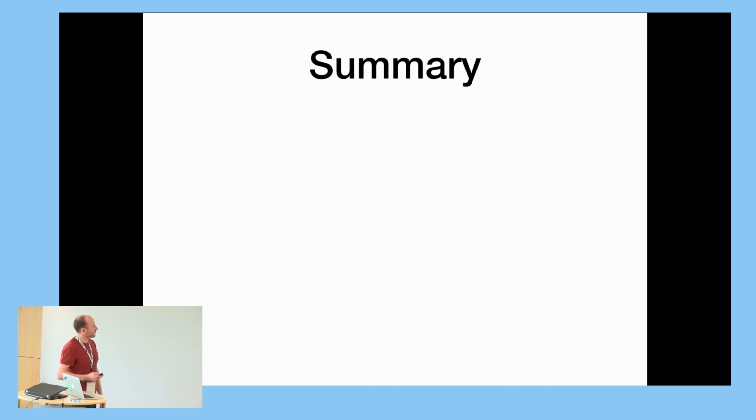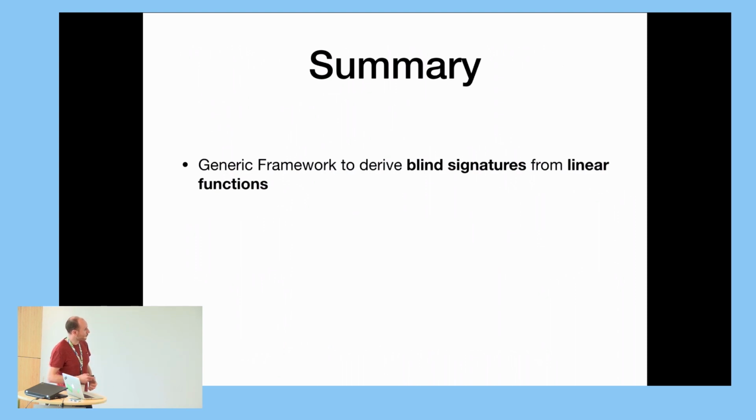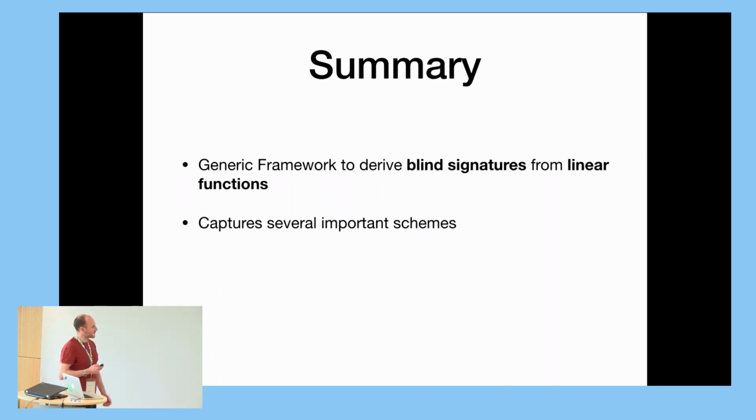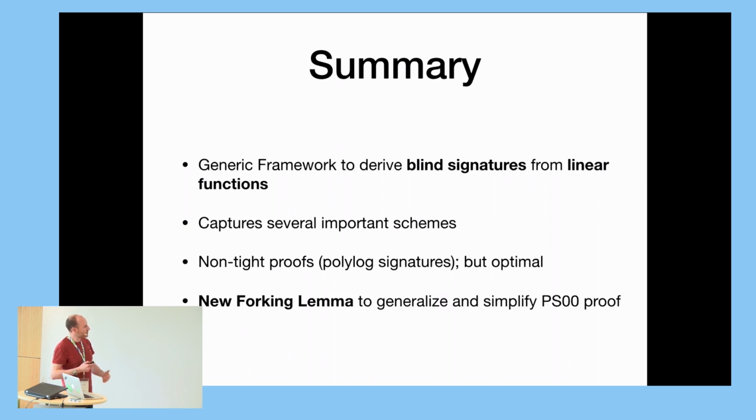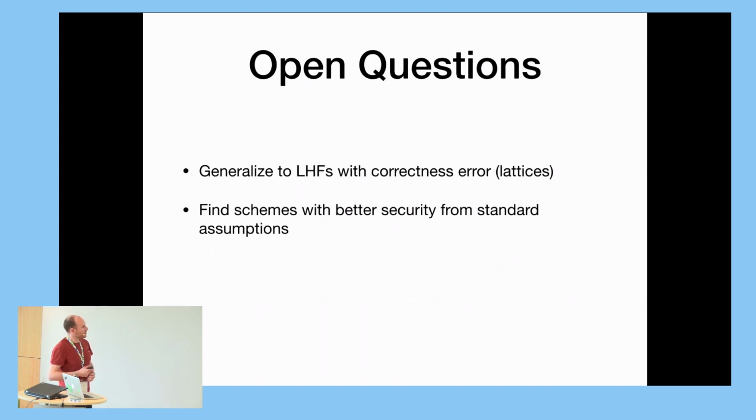So here's a summary of what I talked about. We gave a generic framework to derive blind signatures from linear hash functions. We capture several important schemes, which include all of the schemes proven by Pointcheval and Stern. Our proofs are highly non-tight. They only admit polylog many signatures, but we show that this is optimal by generalizing an attack due to Schnorr and Wagner. And finally, we introduced this new forking lemma to generalize and simplify a bit the proof by Pointcheval and Stern. So here are some open questions.